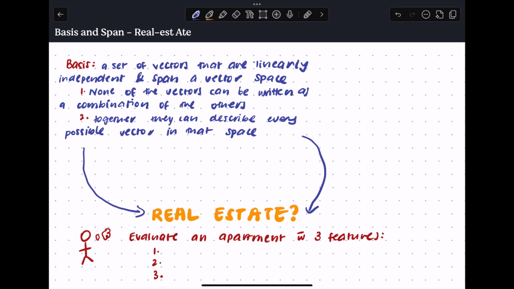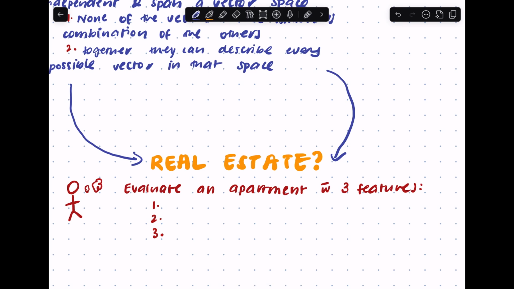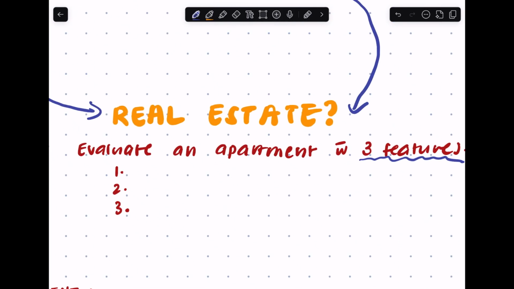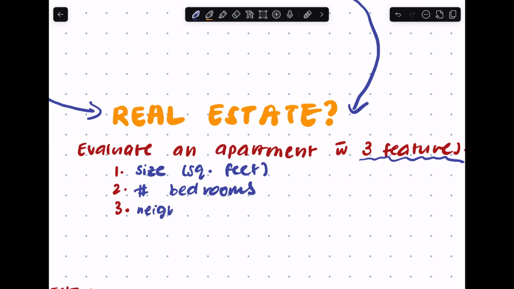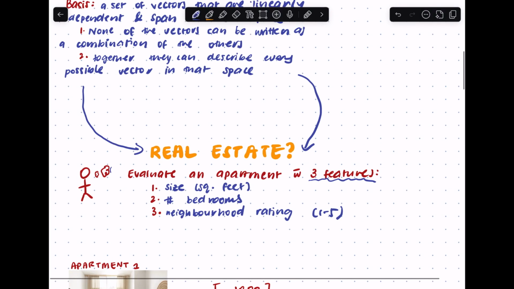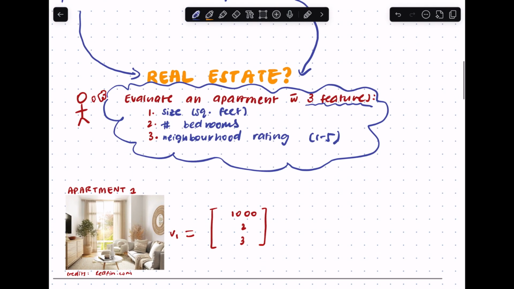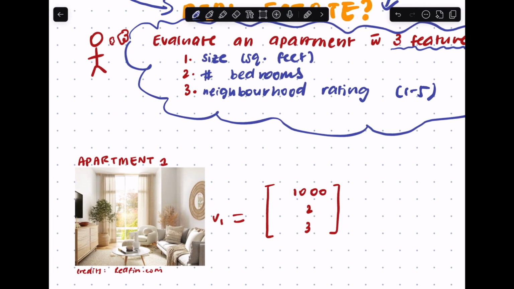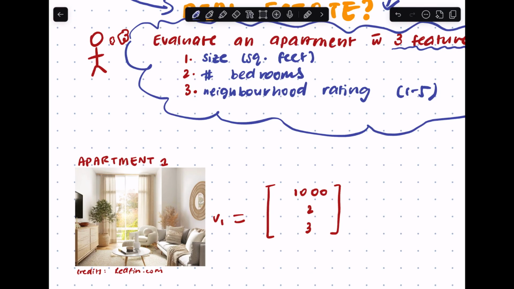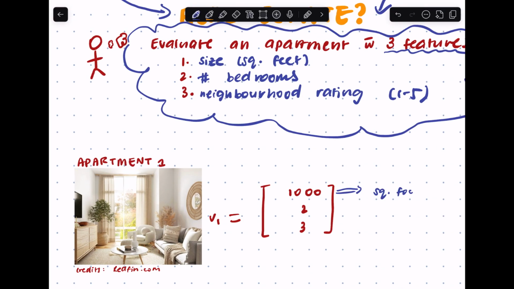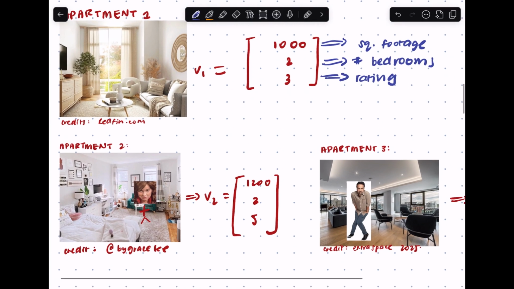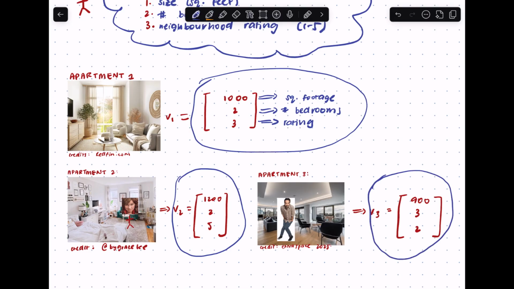Now, let's connect this to real estate. Imagine we want to evaluate an apartment using three features: 1, its size in square feet, 2, the number of bedrooms, and 3, a neighborhood rating from 1 to 5. Each apartment can then be represented as a vector in three-dimensional space. For example, we have apartment 1. Here, 1,000 represents the square footage, 2 represents the number of bedrooms, and 3 is the neighborhood rating. If we collect a few apartments like this, we can think of each one as a vector.